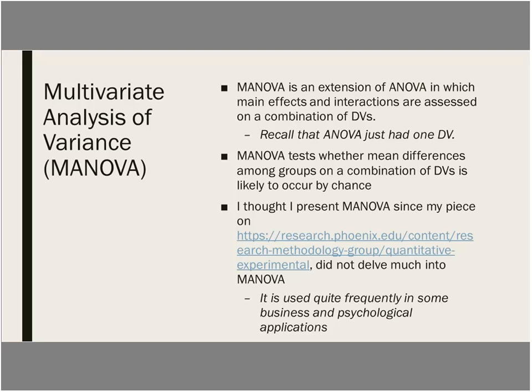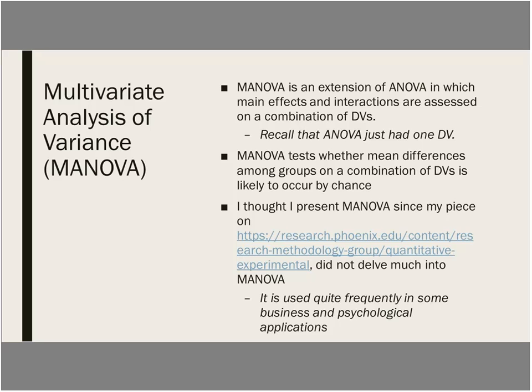But there's another type of ANOVA in quantitative experimental design: the multivariate analysis of variance, or MANOVA. It's basically an extension of an ANOVA in which you look at the effects and interactions by the combinations of the dependent variable. Remember, in ANOVA, you just had one dependent variable. MANOVA is going to be more than one dependent variable.